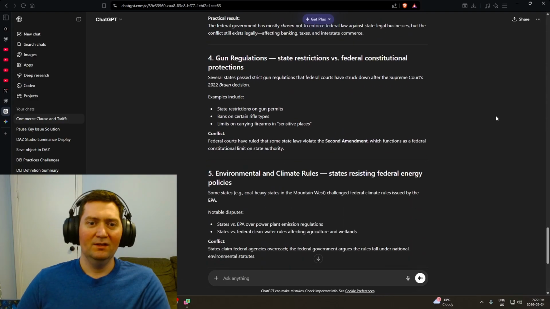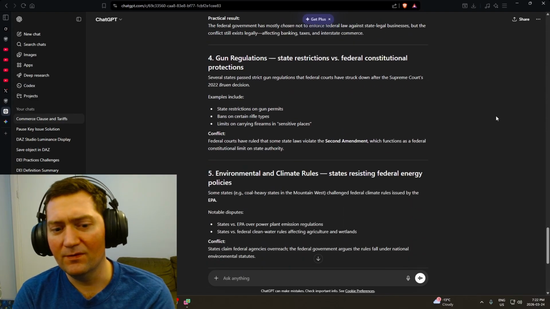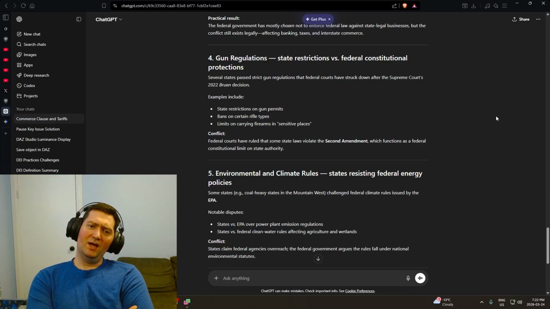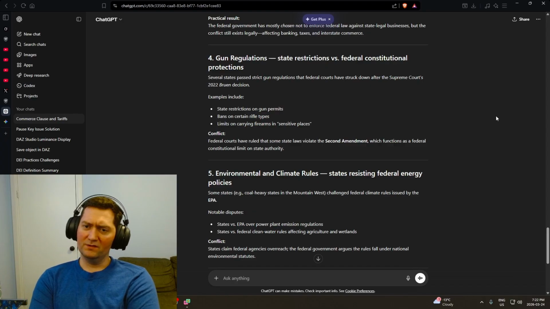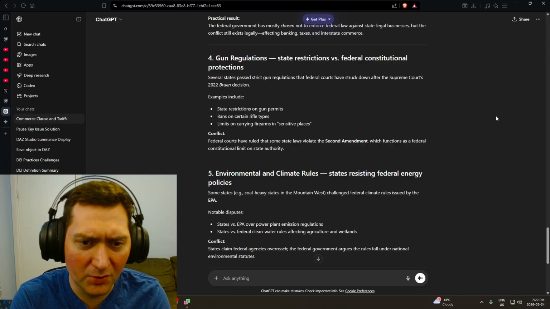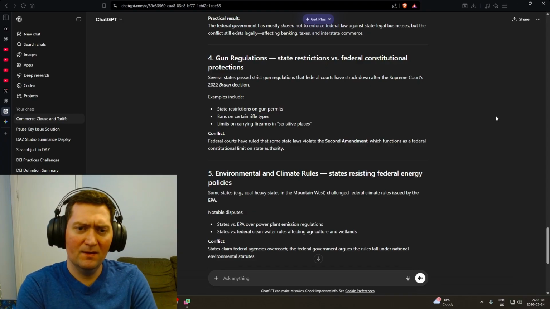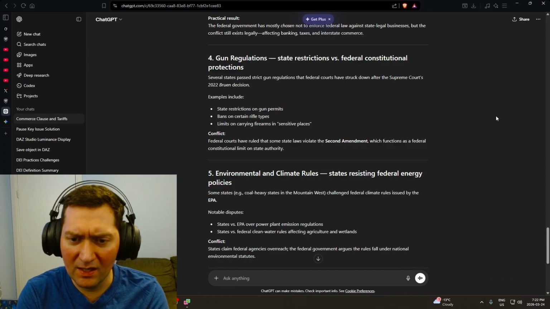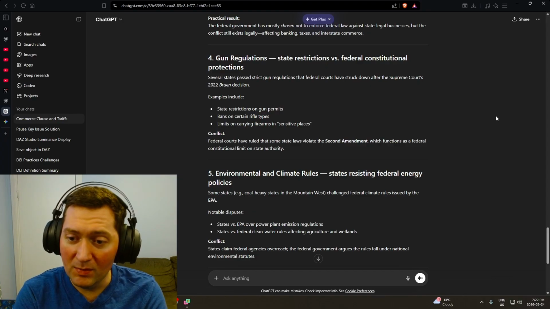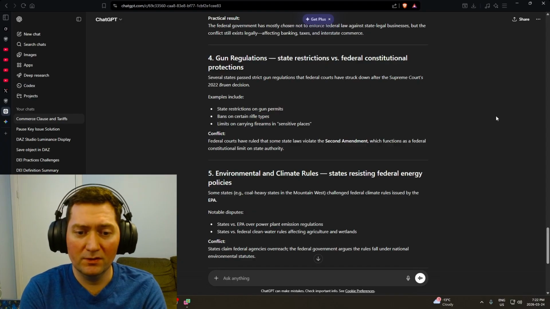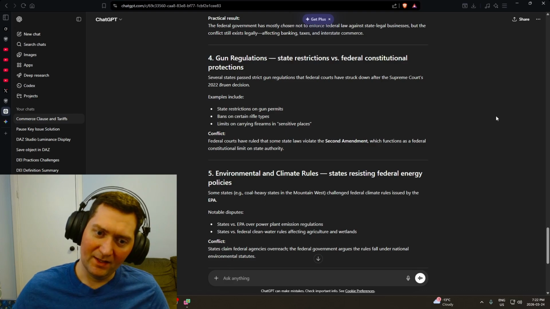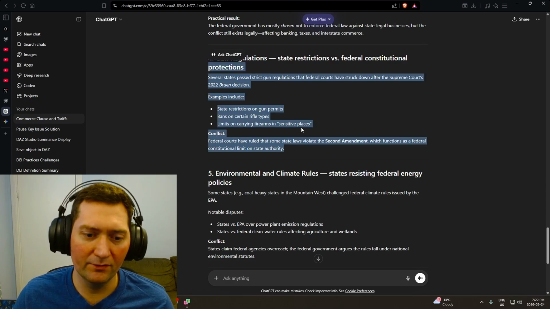Okay, gun regulations, state restrictions versus federal constitutional protections. Several states passed strict gun regulations that federal courts have struck down after the Supreme Court's 2022 Bruen decision. Conflict: federal courts have ruled that some state laws violate the Second Amendment, which functions as a federal constitutional limit on states' authority. I think that these conflicts have been going on for a long time.